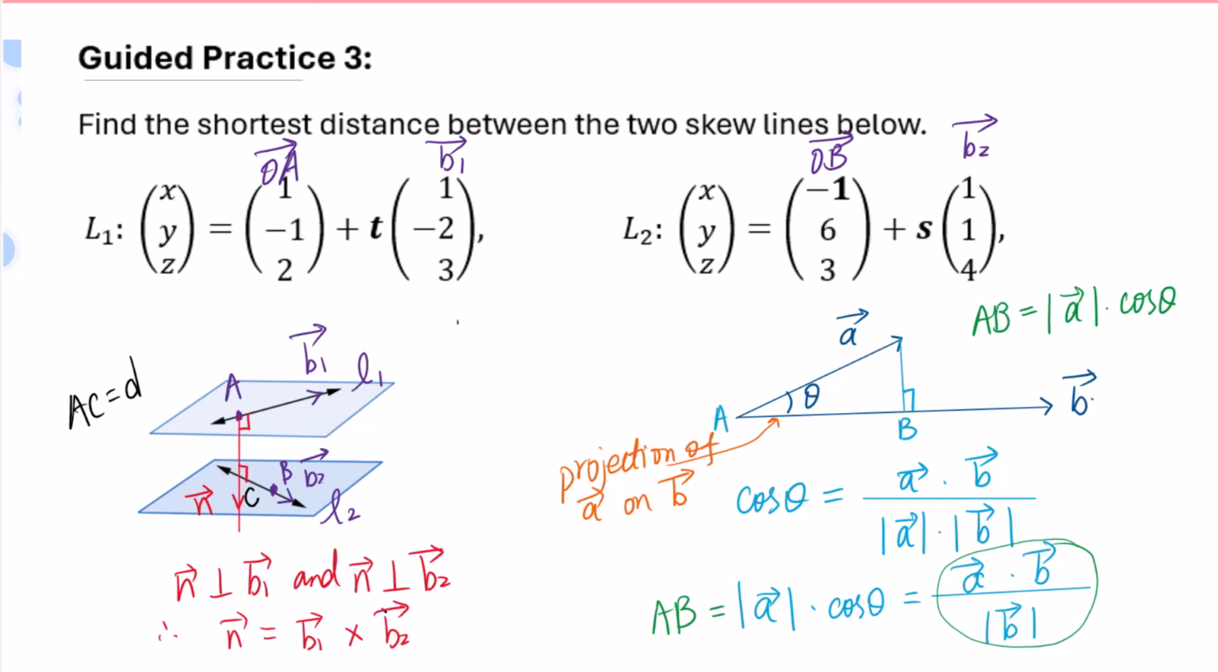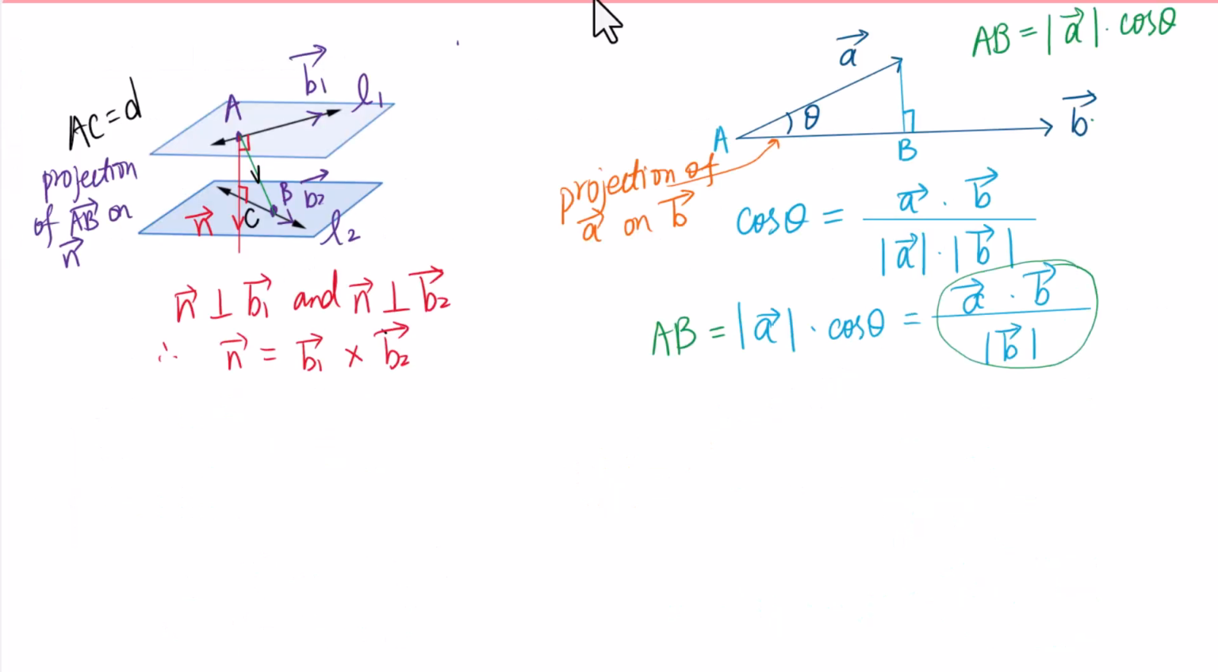Let's connect AB. You could see this AC is the projection of vector AB on normal vector n. So we will use this formula. We can get AC equals vector AB dot normal vector n all over absolute value of vector n.